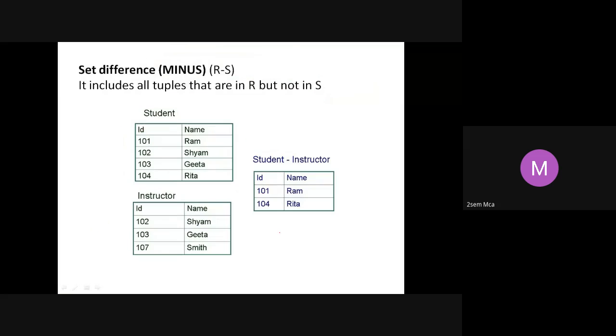Right. Next, set difference. All of you know what set difference is. It is a minus operation. R minus S means all the tuples that are in R but not in S. Similarly, you can have S minus R, all the tuples that are in S but not in R.